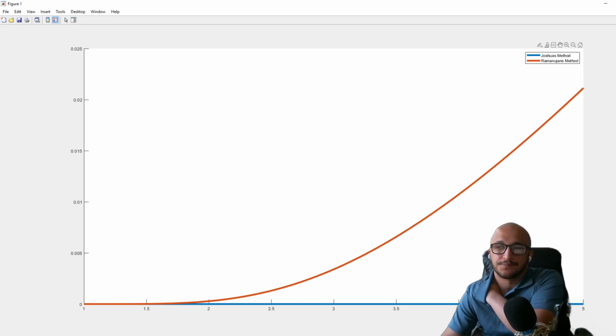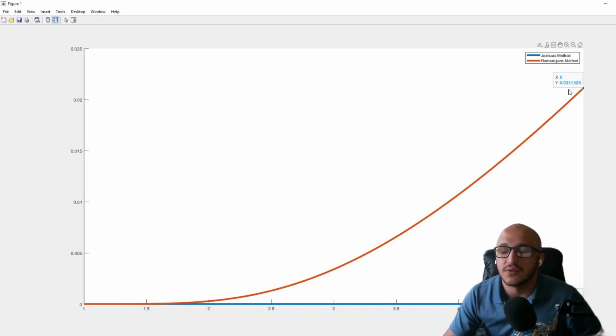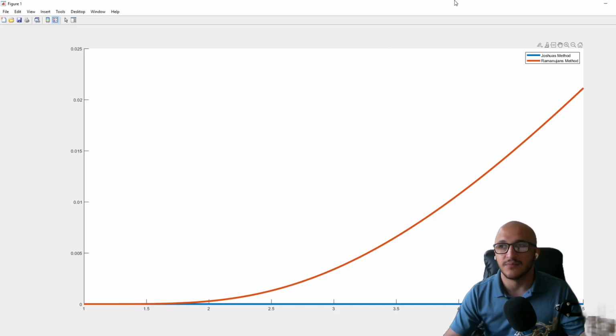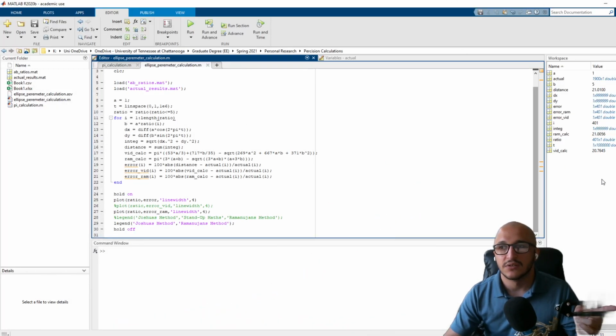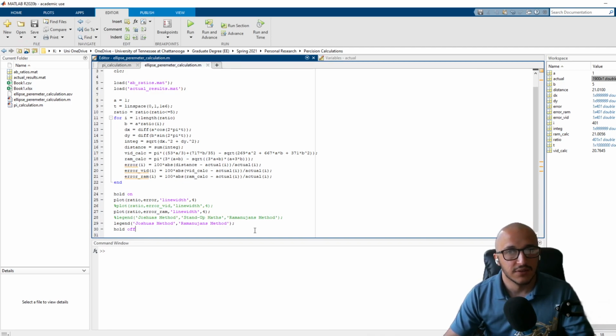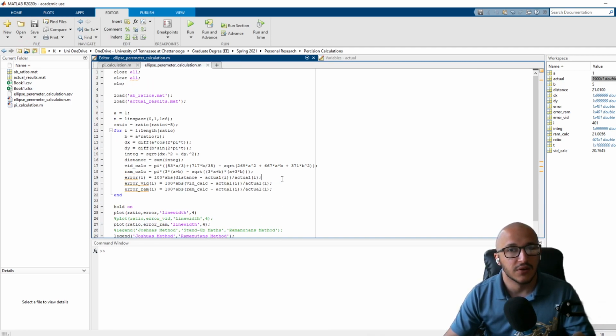So let's see. At a ratio of 5, my error is 1.14 times 10 to the negative 6, which is a percentage error of 0.02. This is based on numbers provided by Stand Up Maths. He provided an Excel sheet, and these are the values that he said are the exact ellipse equations.